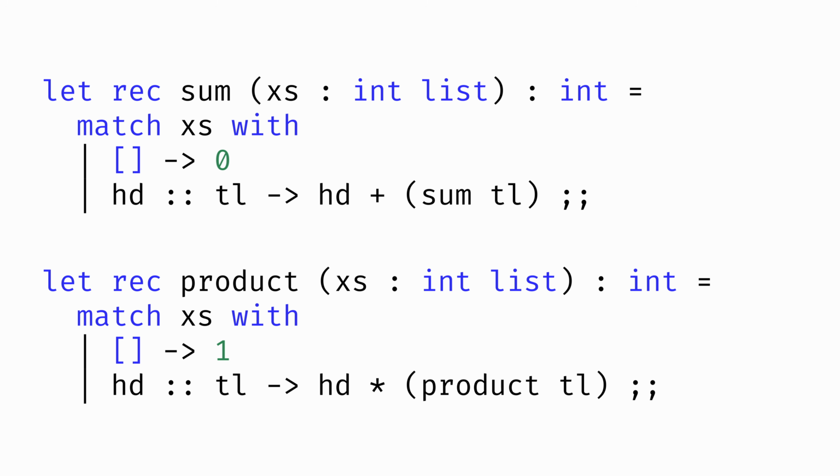They differ in the initial value that we use for the empty list. In one case, the initial value is 0. In the other case, the initial value is 1. They also differ in what operation we use to combine the head with the result of applying the original function to the tail. In one case, we add. In the other case, we multiply. This kind of pattern, where we start with an initial value and then combine all of the elements of a list by processing each element one at a time, is called a fold.